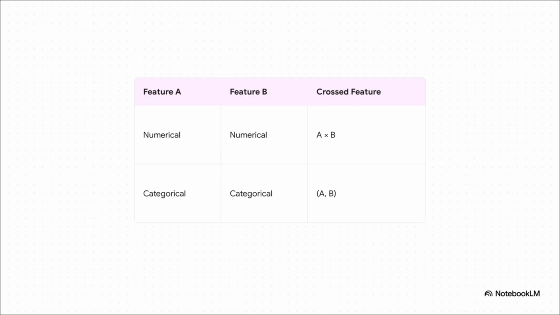And how it works can be surprisingly simple. Like, if you have two numbers, say age and income, you might just multiply them. Or if you have two categories, like our weekend and rain example, you can literally just pair them up to create a new combined category. You're inventing a feature that actually represents a real-world interaction.